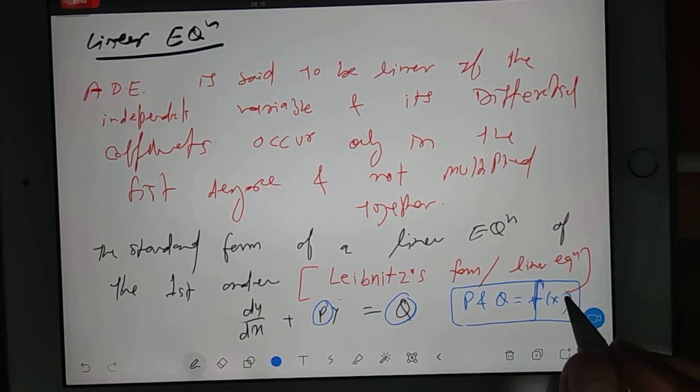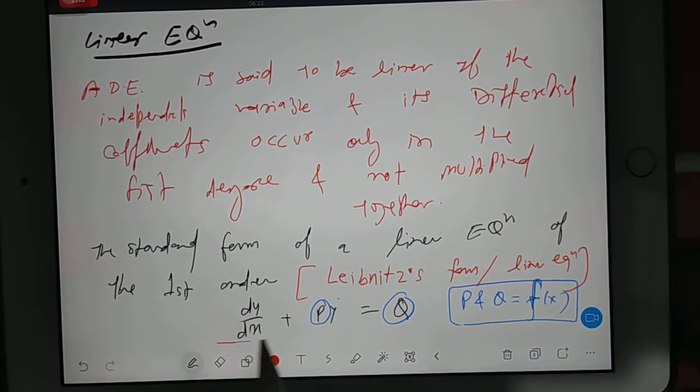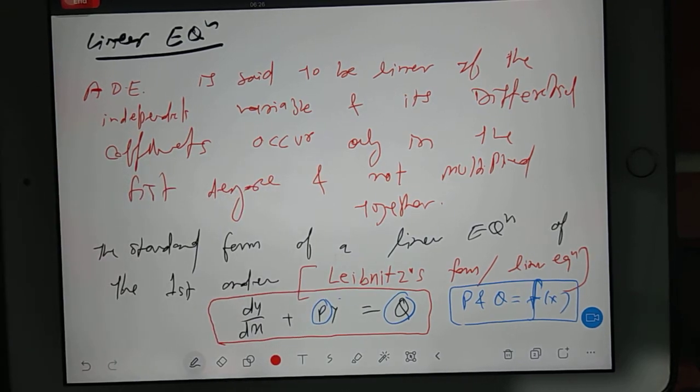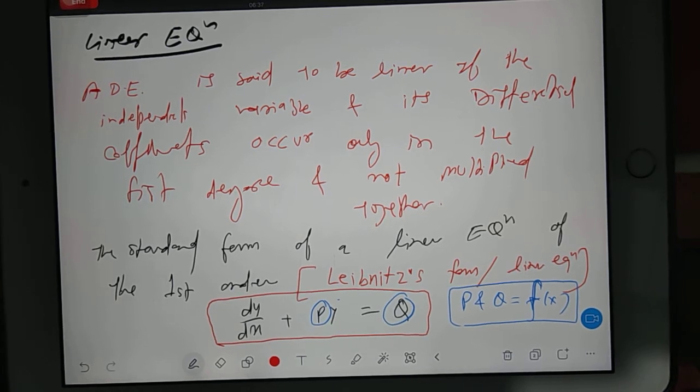They can be same function, they can be different function. So whenever we have this kind of equation, we don't have to solve it. We directly have to remember the format of the final answer. So I will explain what is the format of the answer.